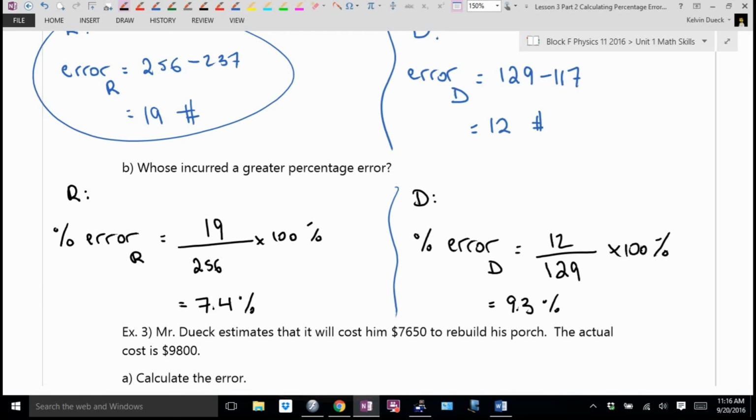Paige, you see what I meant? I said it's easier to do it than try and look at all the equations. Find out how far apart your actual value is from what you figured out, and then take that number, divide it by the actual value times 100% to make it a percentage.